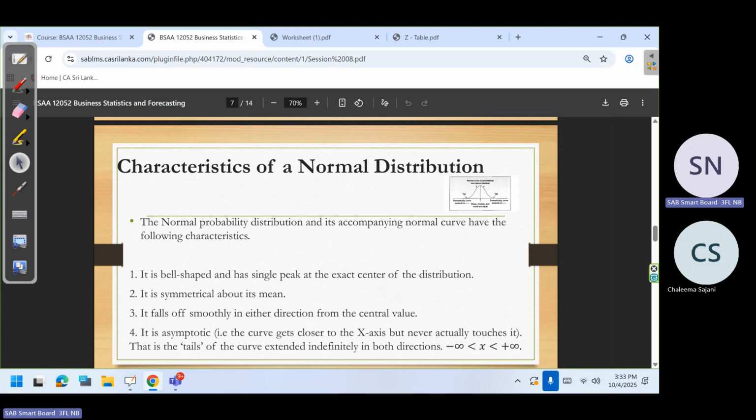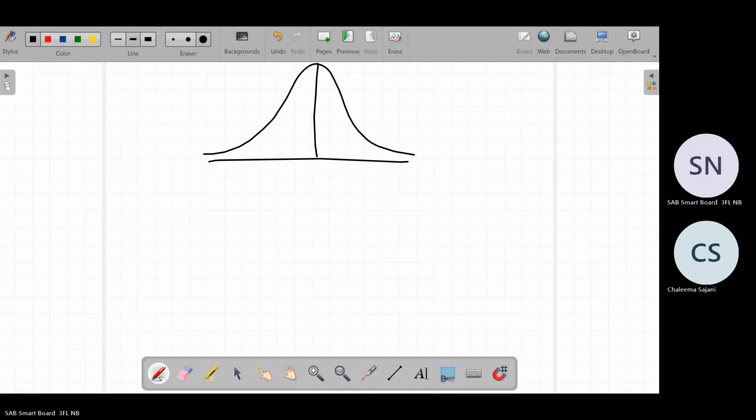The first point is the shape of the distribution. We call this a bell-shaped curve. It's like a bell-shaped curve. This is the first characteristic. The second point is that this is a symmetric distribution. We identify the middle point, and using the middle point we can divide it into two equal parts. So the first characteristic is that it is a bell-shaped curve, and it is a symmetric one. Understood?